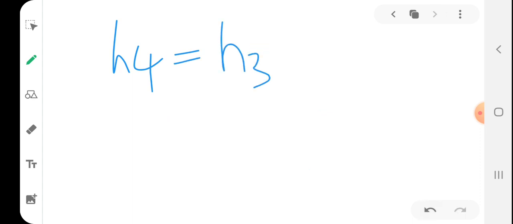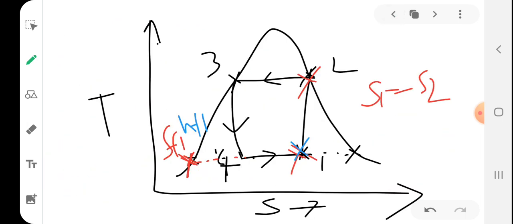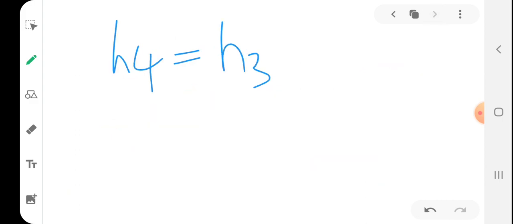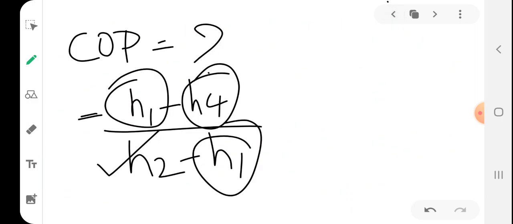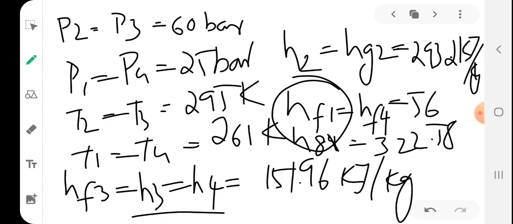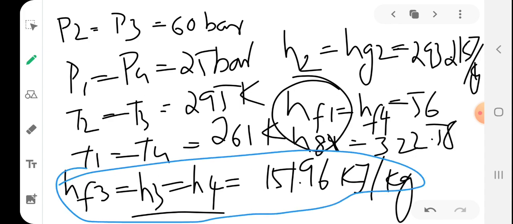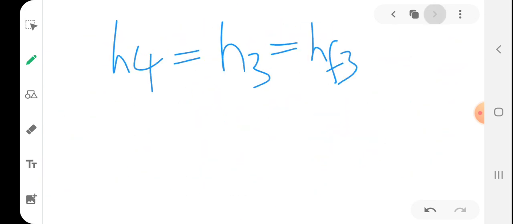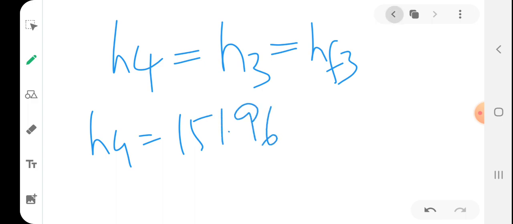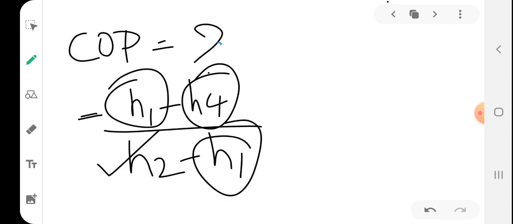Similarly, we have to find H4. So H4 is nothing but H3 itself. Why? Because it is an isenthalpic process. So this value and this value will be the same because H is constant in this line. So H4 will be equal to H3. H3 will be HF3 only. So H3, you already wrote the value, here it is 151.96. So H4 equals 151.96.